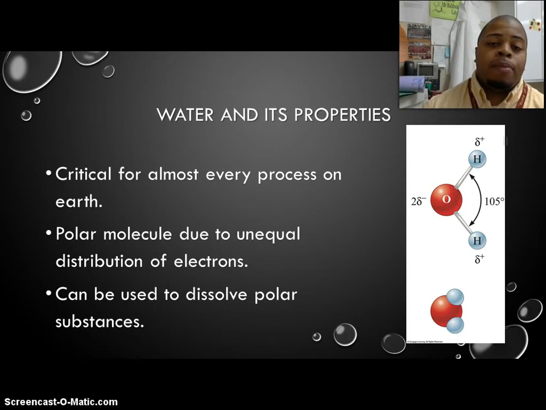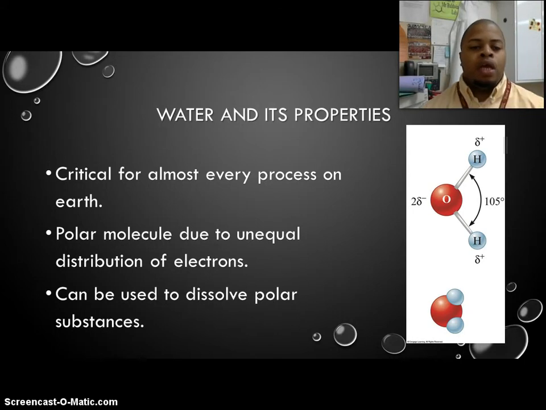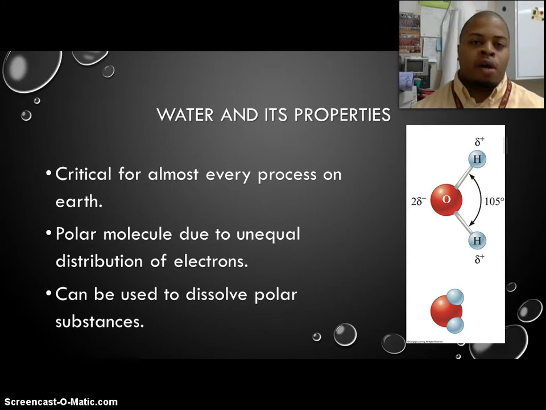Now, when we talk about any type of reaction, most times we're going to have it occur in water. Remember we talked about aqueous solutions. You heard that term aqueous before. Because water is critical for almost every process that goes on in our body and a lot of things that go on in the world around us, we have to figure out, why is water so important? What is it about the properties of water that allow it to be so useful in so many different areas? Now, the first thing that we're going to look at is the fact that water is a polar molecule.